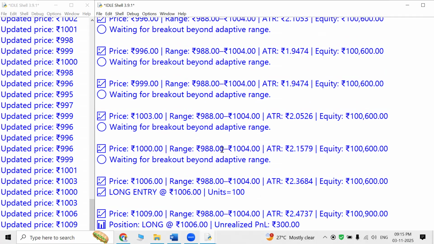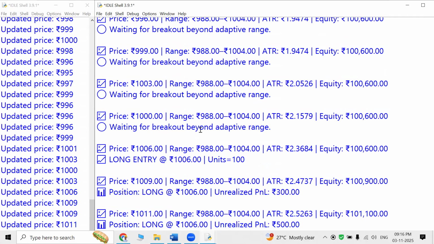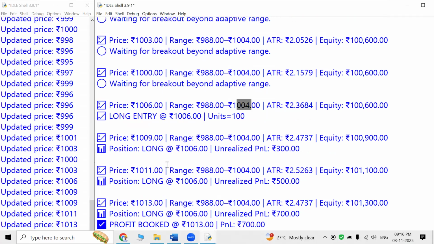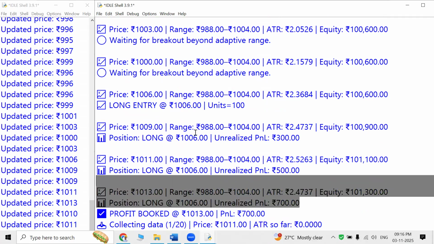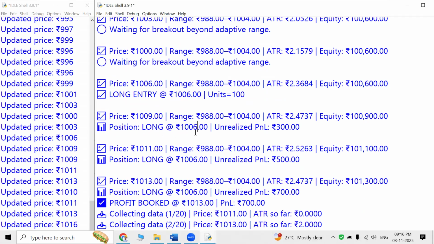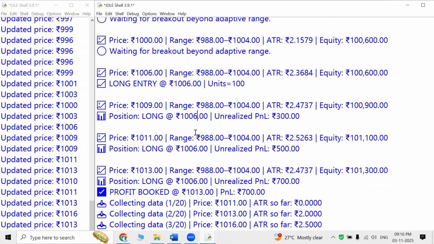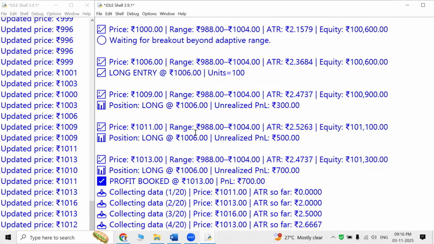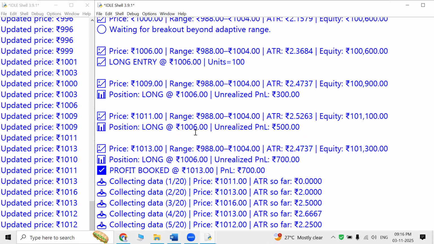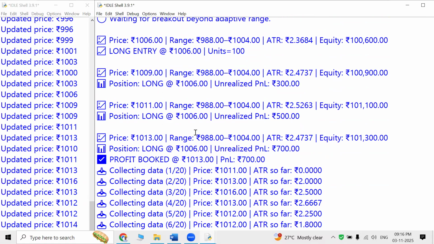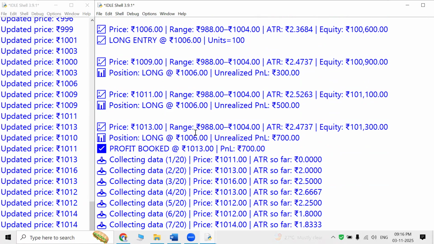Okay, the price is in breakout. We have taken a long trade. You can see the price was above 1004, so the long trade has been taken. We booked the profit. Great. See how fast it is working. Again, we start collecting the price from the market. So now currently we are in a profit of 1300 rupees.